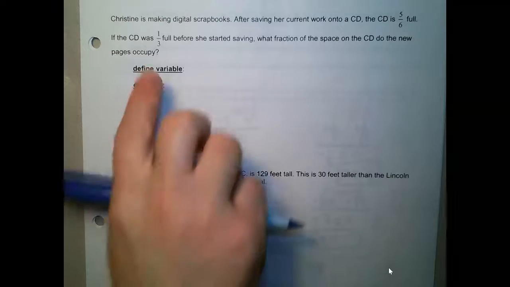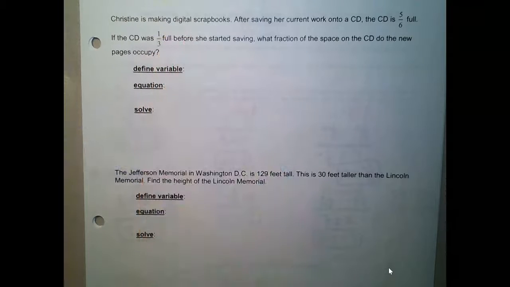All right, some word problems. Christine is making digital scrapbooks. After saving her current work onto a CD, or maybe you could say thumb drive, the CD is 5/6 full. If the CD was 1/3 full before she started saving, what fraction of the space on the CD do the new pages occupy?